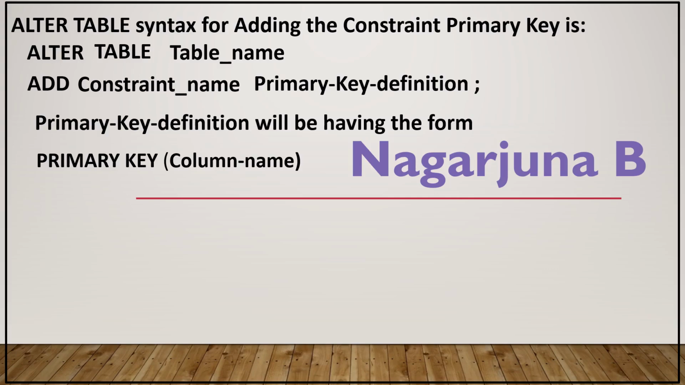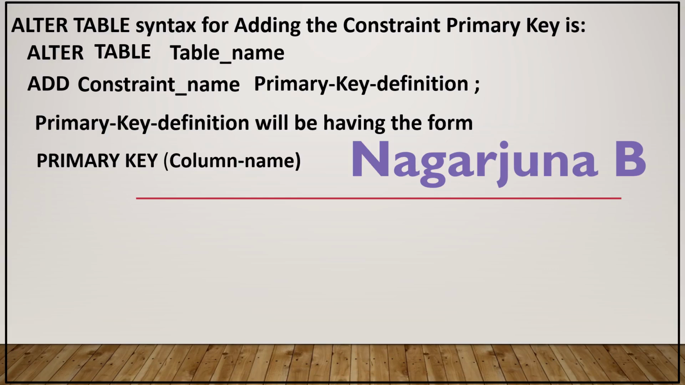Add constraint name. For that constraint name, you need to choose any valid variable name, for example pk1, pk2, pk3, like that. You can choose any variable name. After that, you need to write the primary key definition. The primary key definition will have the form primary space key. It is a keyword. After that, within the bracket, you need to write the column name. After that, close with the semicolon.